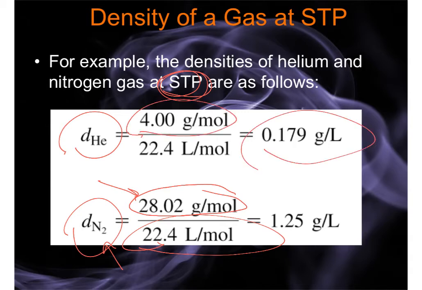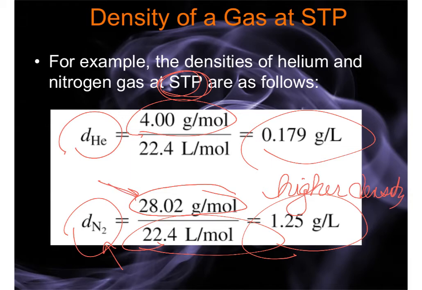So which has the higher density? Okay, nitrogen does, I'm sorry. Why does nitrogen have a higher density? Because its mass is higher, okay?